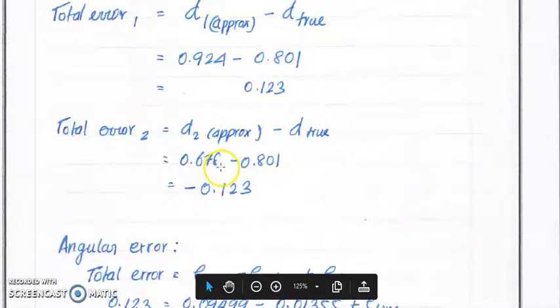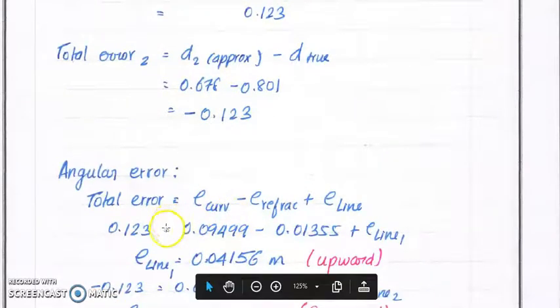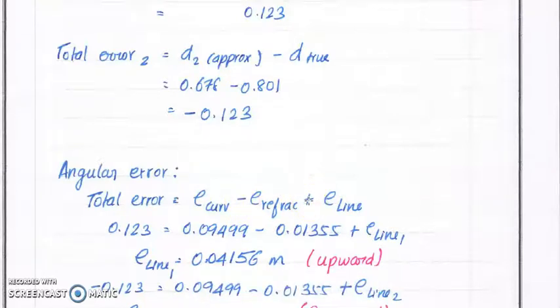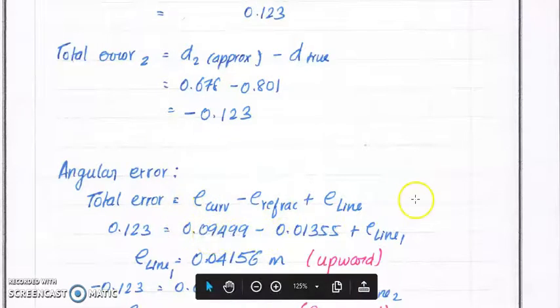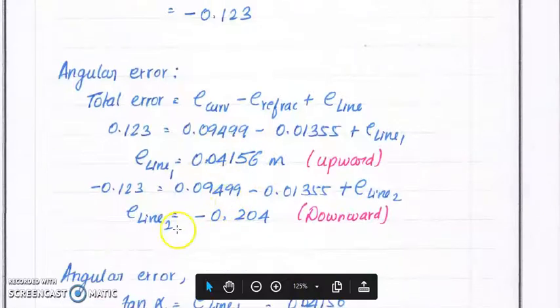Similarly, you can get the other error due to refraction. Finally, the angular error. The total error is a generalized formula: the error due to curvature is always positive, the error due to refraction is always negative, hence the minus symbol, and the collimation error is always positive. Finally, substitute all the values here. You can get the error due to line of collimation, which is upward. Positive means upward, 0.04156 meter in the upward direction, and for the second case we are getting downward because of the minus.